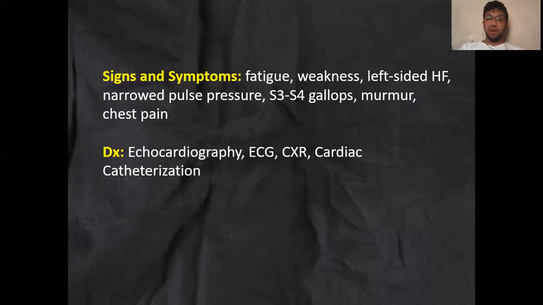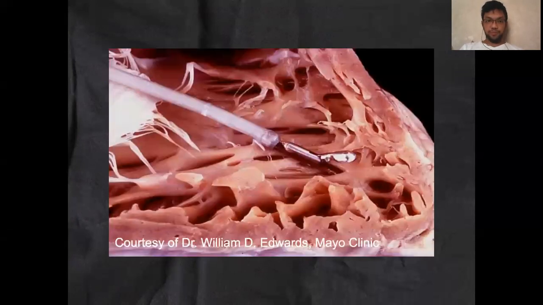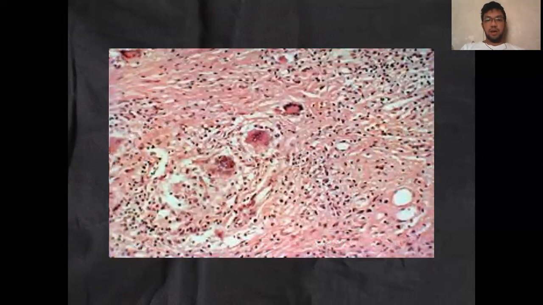So how is this diagnosed? It's done through echocardiography, ECG, chest x-ray, and cardiac catheterization. Always remember our nursing responsibilities once doctors do these types of diagnostic procedures. So this is how dilated ventricular cardiomyopathy looks like. And there's a degeneration of the heart muscle.